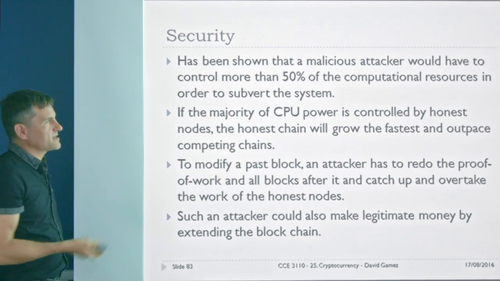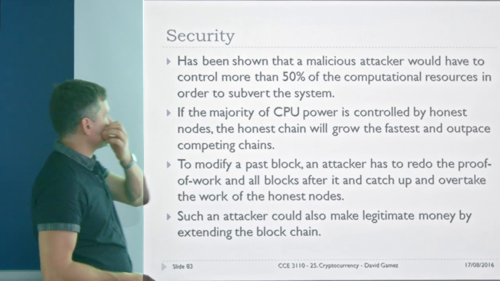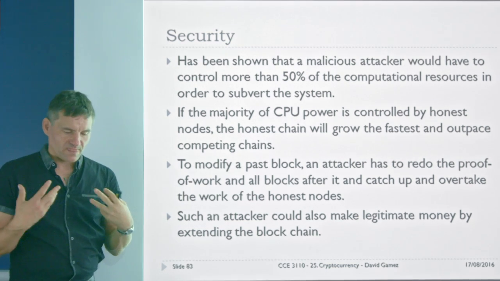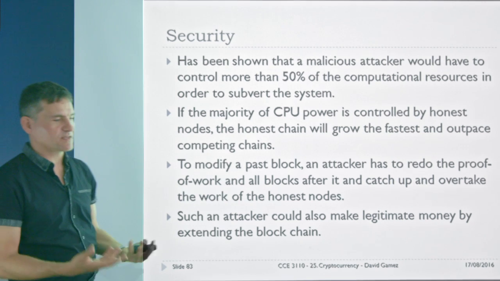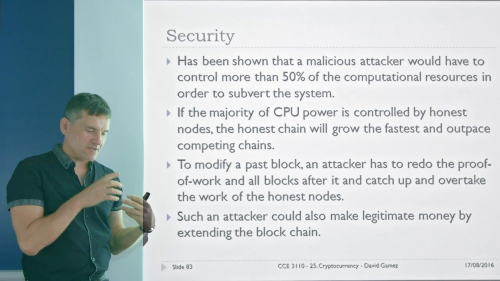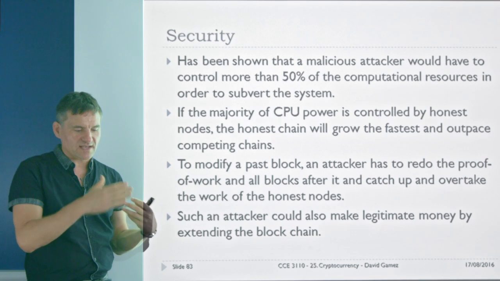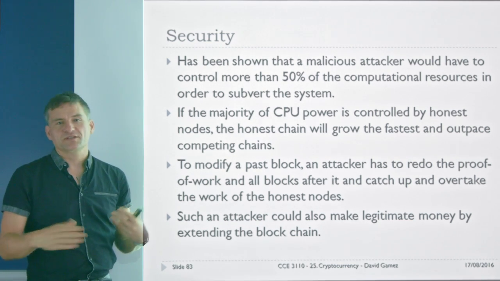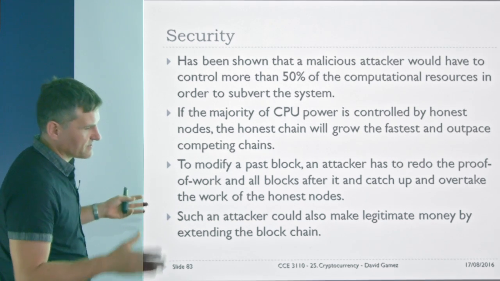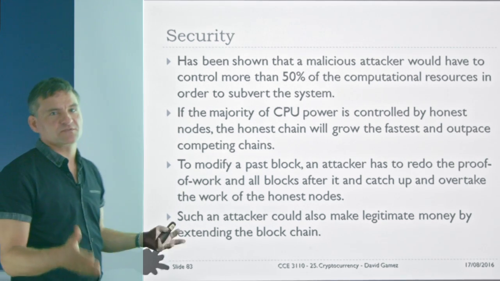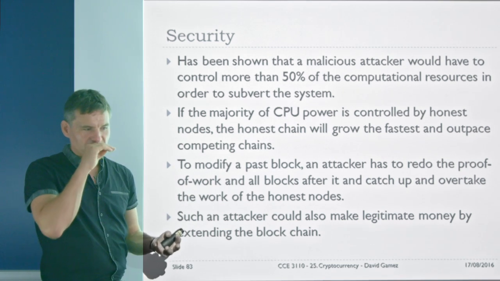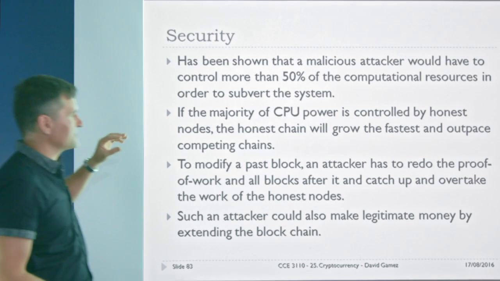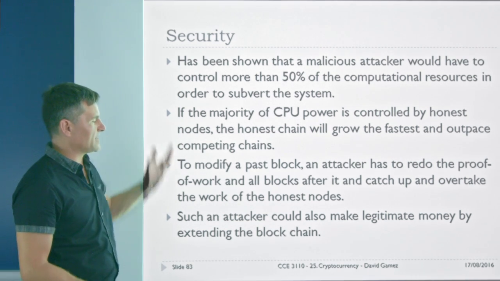So if you wanted to compromise the system, you're going to need more than 50% of the computational resources in the system. If you have more than 50% of the computational resources in the network, you can basically make a second copy of the blockchain in which you could insert your own false transactions. So you could build your own fake blockchain, but you're going to need an awful lot of computational resources to do that because you're going to have to recalculate the cost function for each of the blocks. If a majority of the CPU power is controlled by honest nodes, then the honest chain is going to grow faster and outpace competing chains.